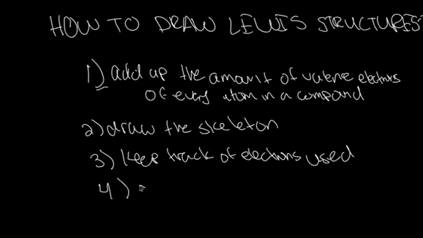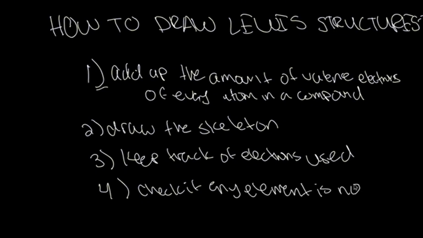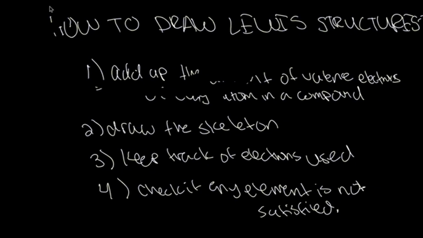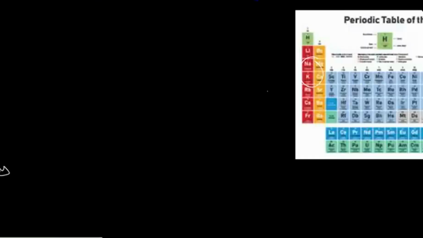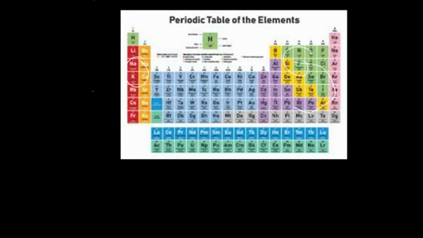4, check if any element is not satisfied. So what did I say before about this? I said that 8 valence electrons means that an atom is satisfied. That is always what we want to look at. Of course, there are exceptions, but that's not something that I would like to go over as of now. We will go over that in a later episode.